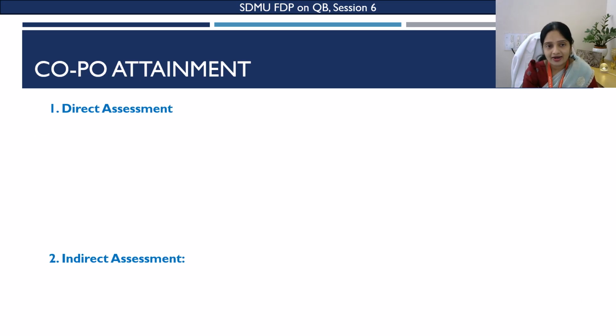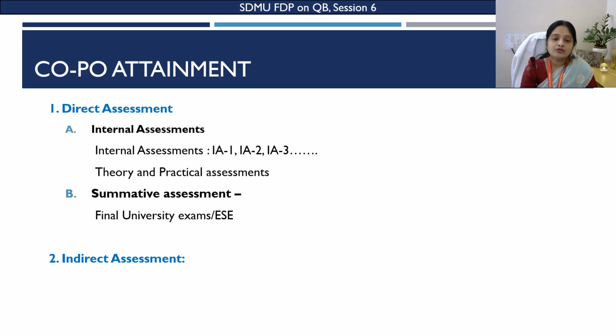Let us now start understanding what exactly this CO and PO attainment is. Now we have to start calculating CO and PO attainment level. So let us understand how to do that. There are two broad ways to do that, either a direct assessment or an indirect assessment. Usually for direct assessment, we utilize the marks scored by the student either in continuous formative assessment or internal assessment, or summative assessment, that is the final university exam or end semester exams.